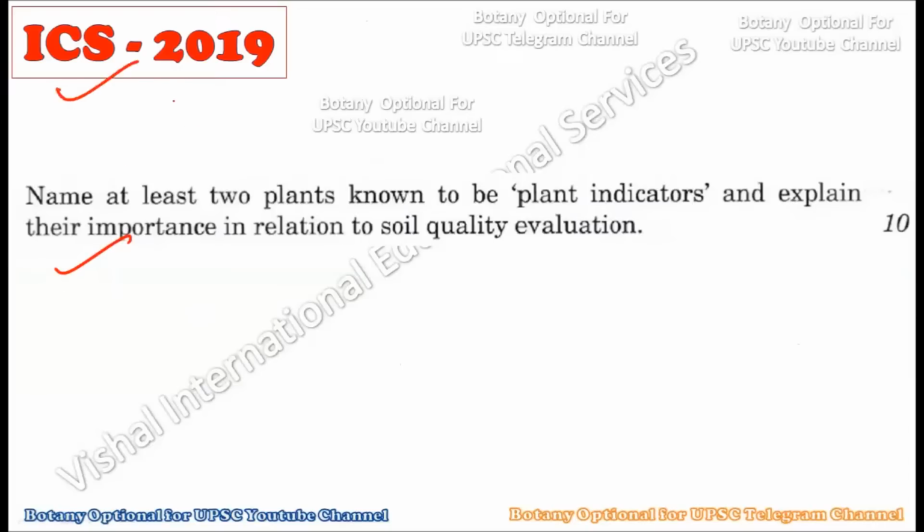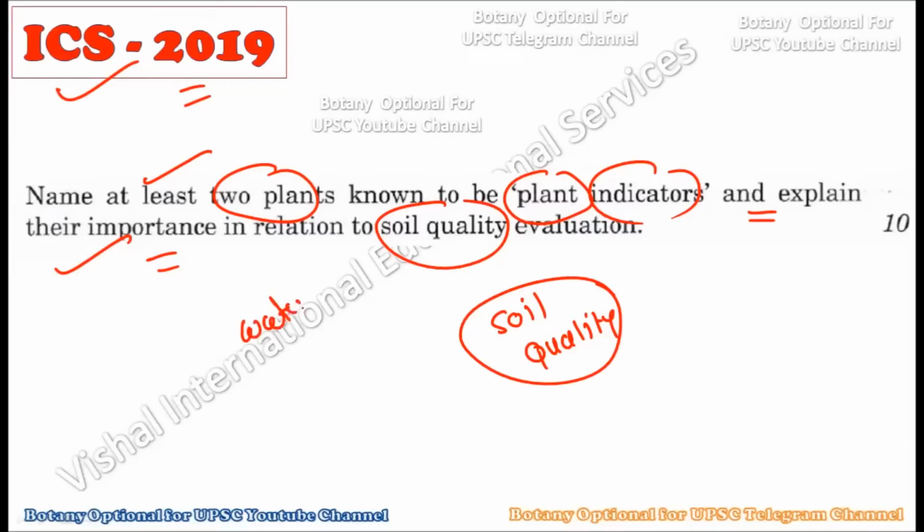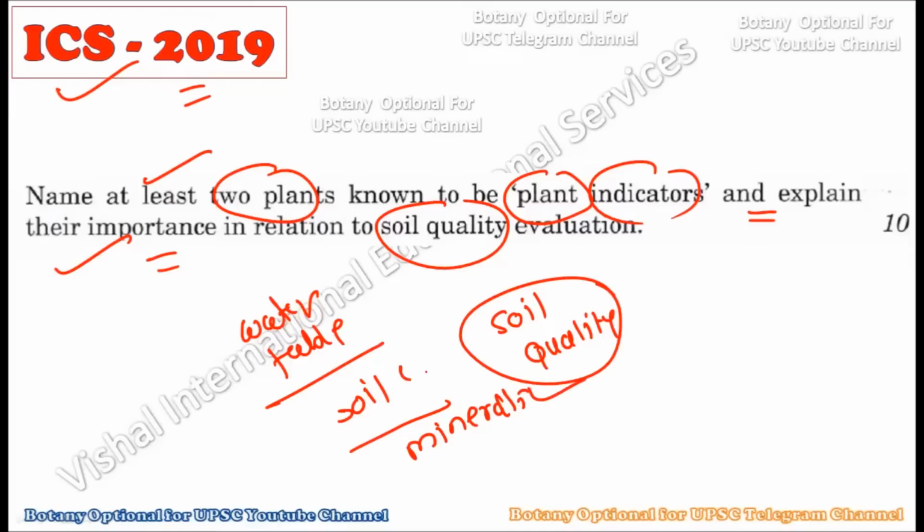This was asked in the IFS 2019 mains: name at least two plants to be plant indicators and explain their importance in relation to soil quality. So basically they are asking about soil quality indicator plants. From this question we can judge that UPSC can ask any type of question. They can ask about the water table, the soil, the minerals. So the plants which indicate different things in different environments, we have to study in detail.